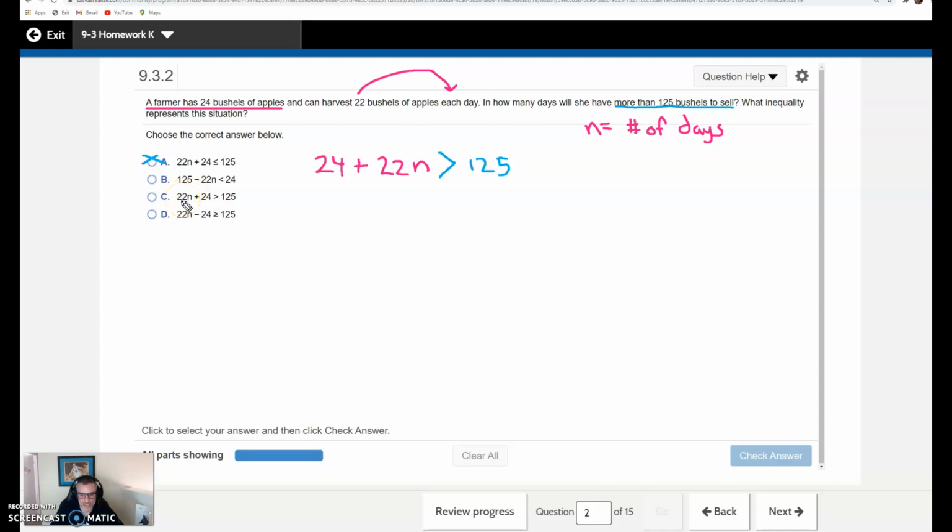Look at choice C, 22n, that's 22 bushels per day, plus the 24 we already have is greater than 125. Winner, winner, chicken dinner. That one fits perfect. Okay. So again, I wasn't sure that it wasn't this one, but I went to see if there were better choices, and as soon as I looked, it was obviously this one.